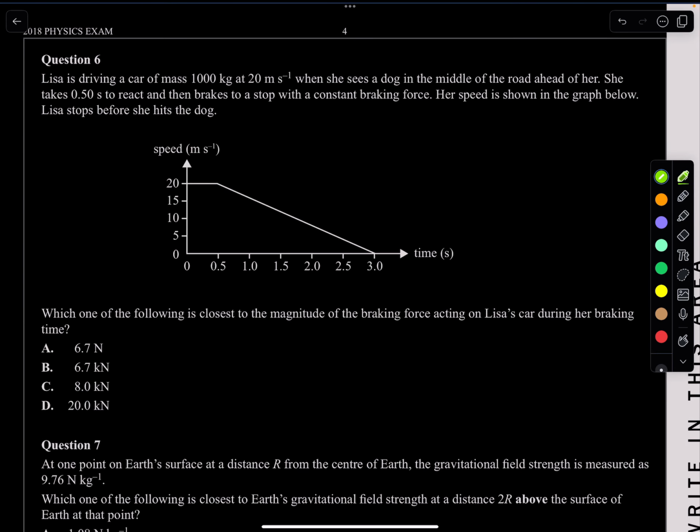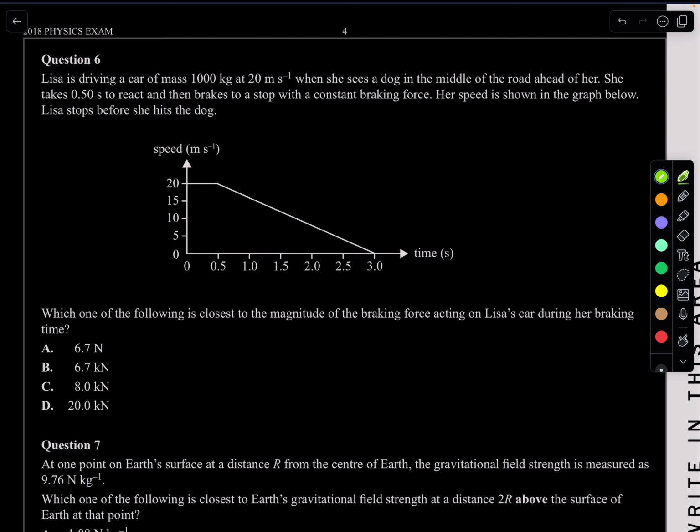Question 6. Lisa is driving a car of mass 1,000 kilograms at 20 meters per second. When she sees a dog in the middle of the road ahead of her, she takes 0.5 seconds to react and then brakes to a stop with a constant braking force. Her speed is shown in the graph below. Lisa stops before she hits the dog. That's good. Which of the following is closest to the magnitude of the braking force acting on Lisa's car during her braking time?